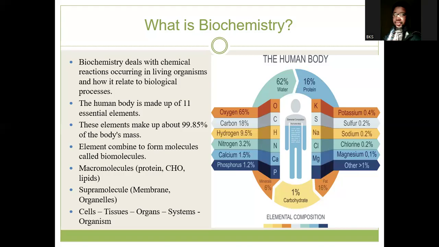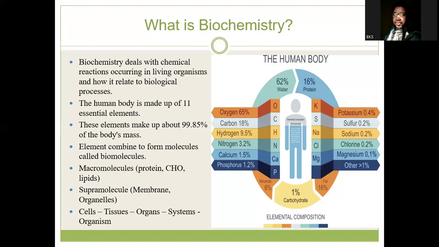We also talk about nucleotides, and about nucleic acid: how nucleic acid is formed from nucleotides, how nucleotide monomers come together to give a polymer, which we call a nucleic acid. So how do these macromolecules combine together to form supramolecules like membranes and organelles?